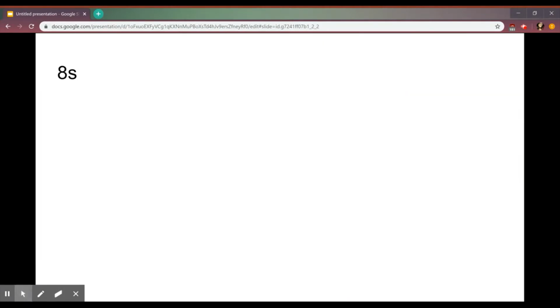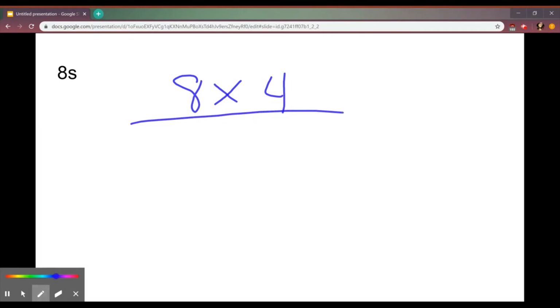Now, an 8 trick. The best thing to do with 8s, if you don't know how to count by 8s, is just split it in half. So let's say I had 8 times 4. I'm going to think of 2 numbers that add up to 8. And you can do 4 and 4. If you don't want to use 4, you can do maybe 5 and 3, because those are also easy to count by. And if I were to add these together, 5 plus 3 equals 8.